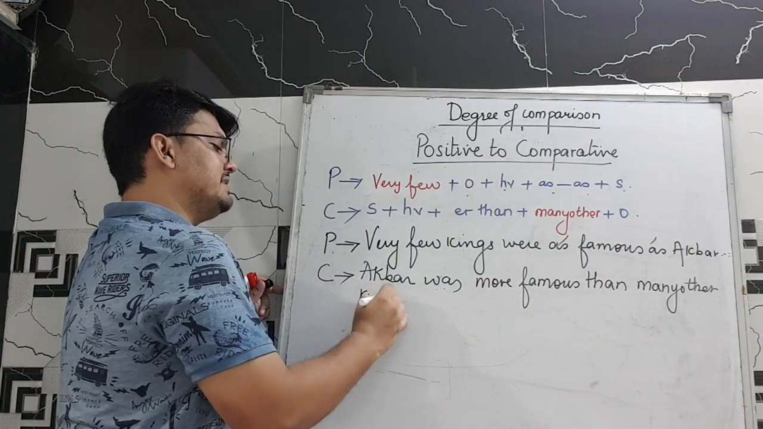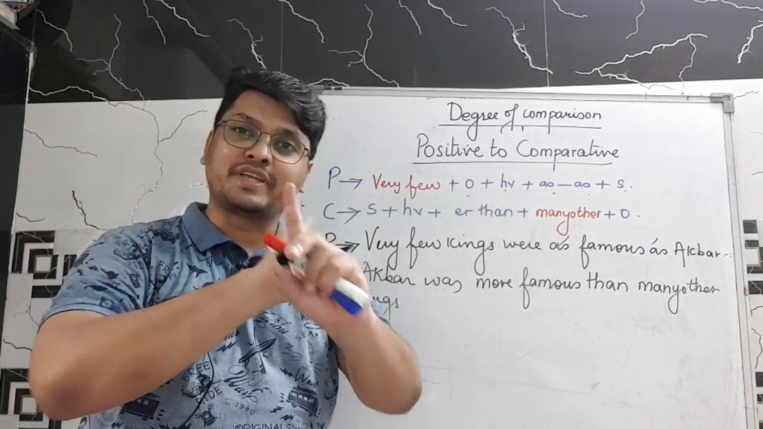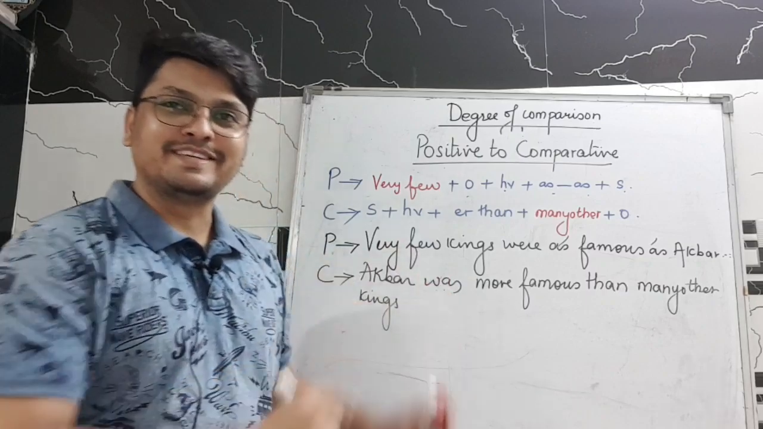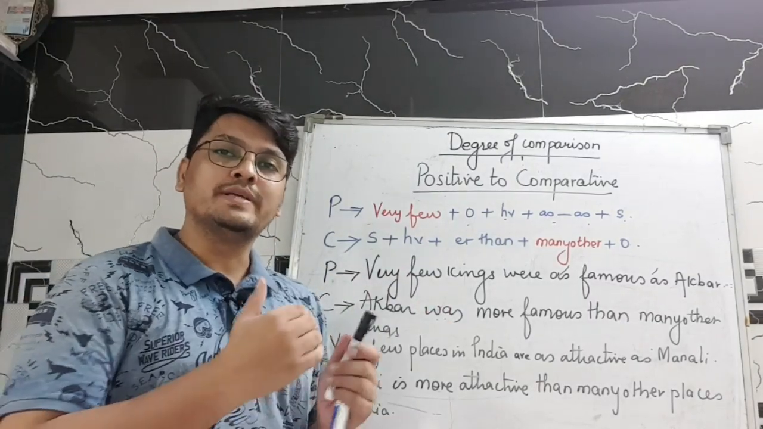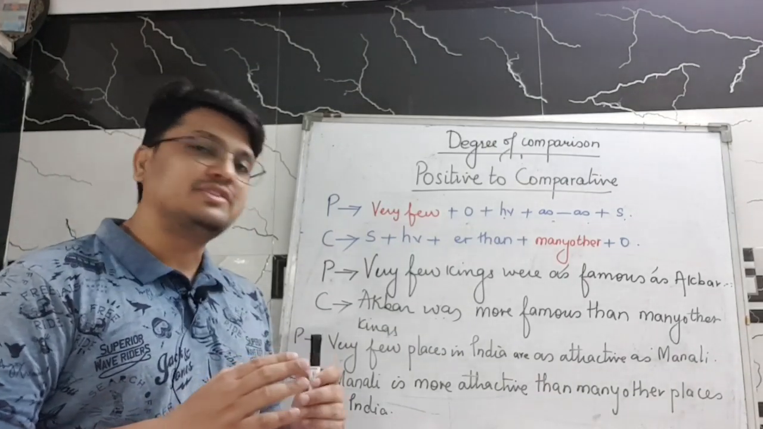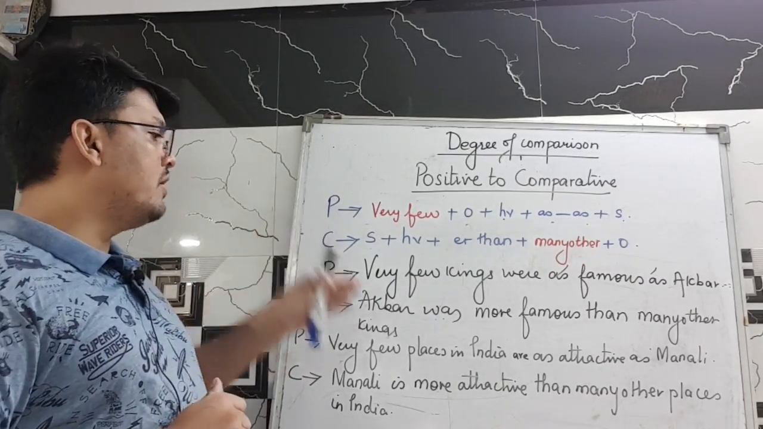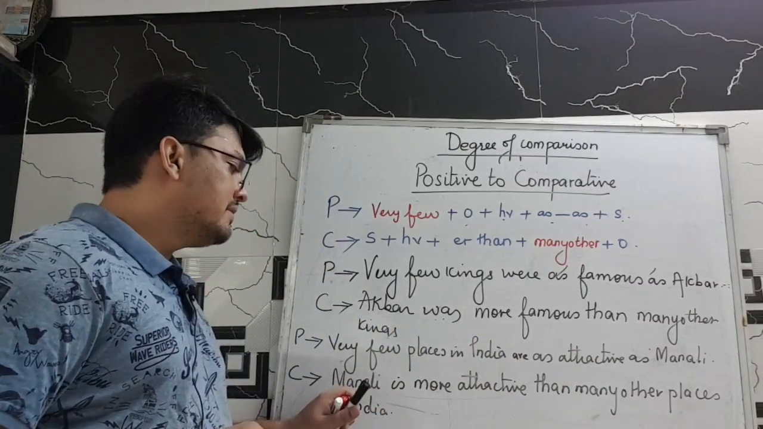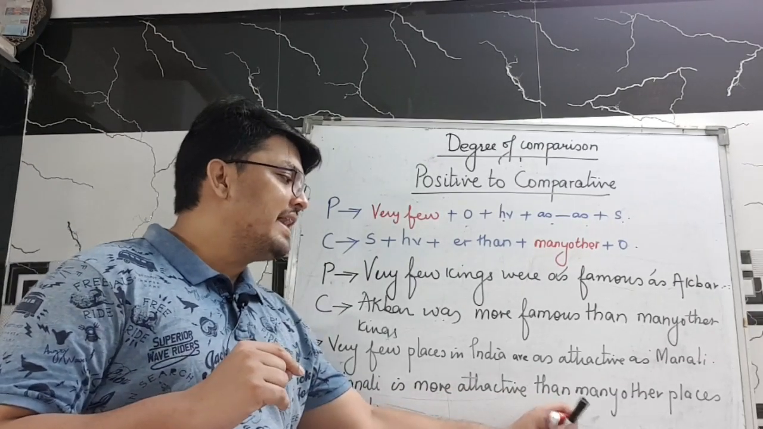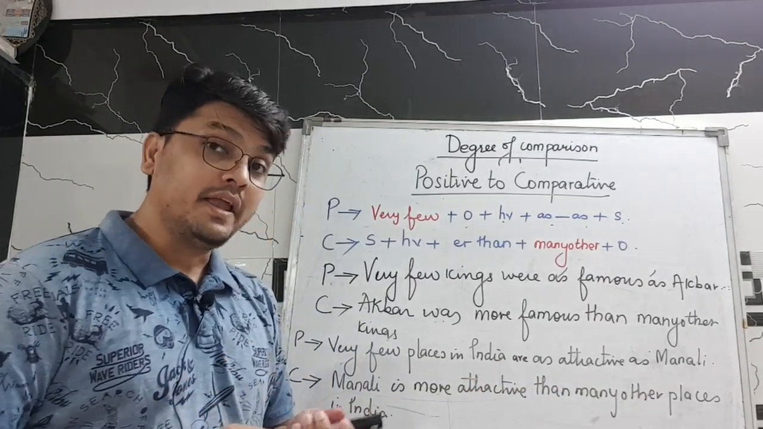So what is the meaning of this sentence, student? That among all other famous kings, Akbar was one of them. So this is the meaning of the sentence. Let's do example number 2. Very few places in India are as attractive as Manali. So same rule will be followed. Manali will come here. Manali is, it's singular, more attractive than, very few turn into many other places in India.